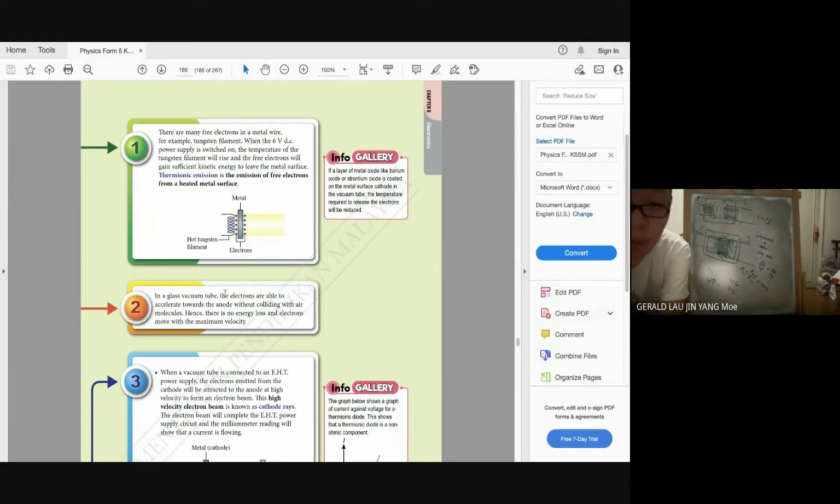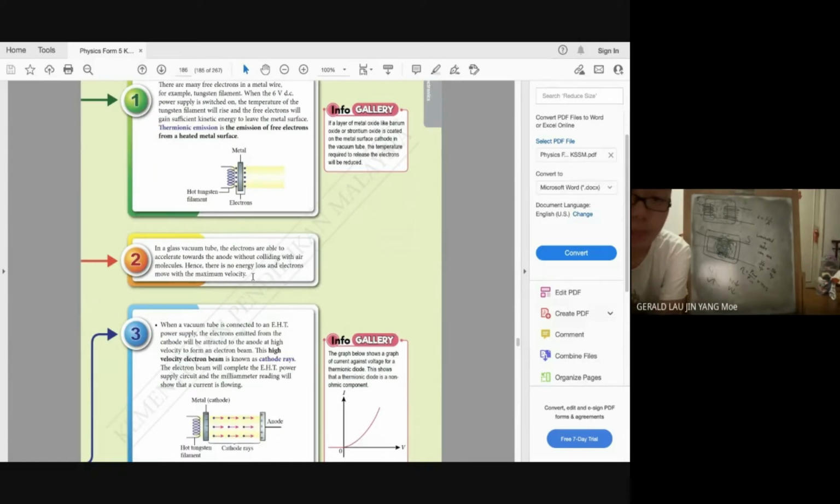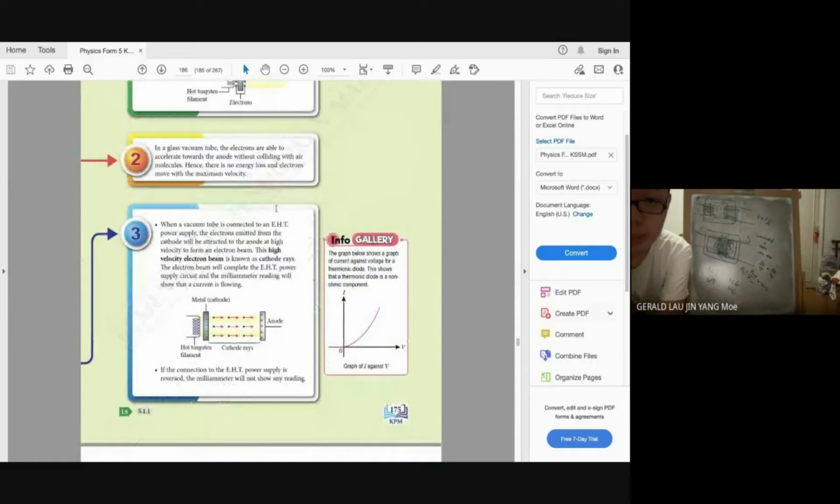In a glass vacuum tube, electrons are able to accelerate towards the anode without colliding with air molecules. That's why there will be maximum velocity and maximum kinetic energy, because there is no friction or air resistance. It's a vacuum. When a vacuum tube is connected to an EHT power supply, electrons emitted from the cathode will be attracted to the anode at high velocity to form an electron beam. This high velocity electron beam is known as cathode ray. The electron beam will complete the EHT power supply circuit and the milliammeter reading will show that a current is flowing.